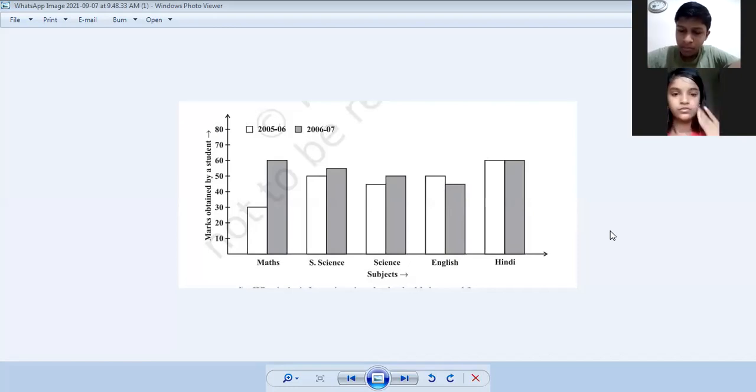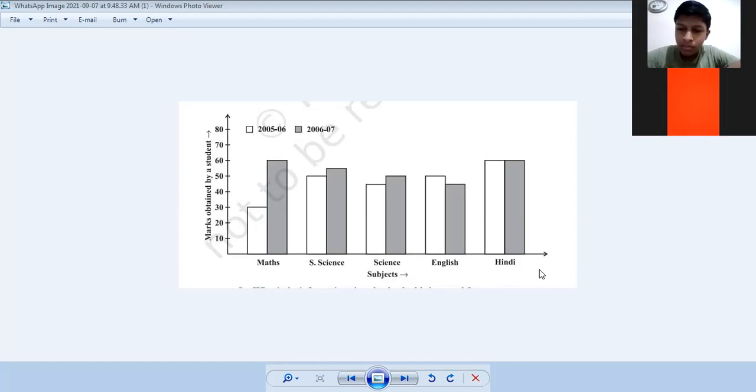Then what is the information given by the double bar graph? The marks obtained by a student in different subjects. The information given by the graph is the marks obtained by the student in different subjects, that is math, science, social science, English, and Hindi. So our graph represents the information about the marks obtained by a student in different subjects.